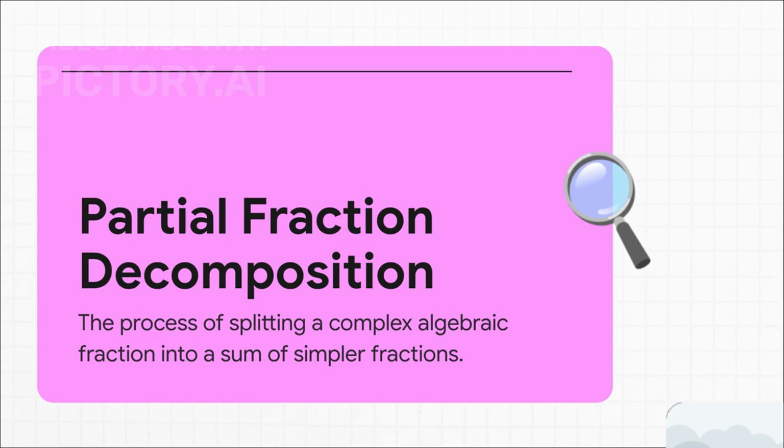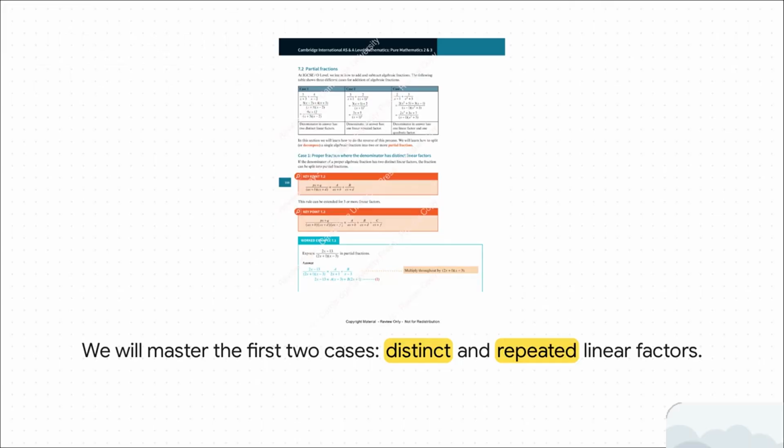The goal is always the same. Turn one complicated thing into a sum of simple things. Because let's be honest, who wants to work with the complicated version when you can have simple ones? If you crack open your textbook, you'll see a few different scenarios for that denominator. It might have unique factors, it could have a repeated factor, or it could even have a quadratic one. We're going to really nail down the first two today to build a super solid foundation.